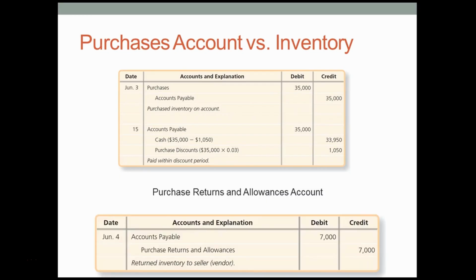So there's another account which is created called purchase returns and allowances in the case that we return any items that we purchased. And so the transactions are similar to the perpetual system which we've been talking about in this chapter, except we now have certain new accounts to track the purchase discounts and the purchase returns and allowances.